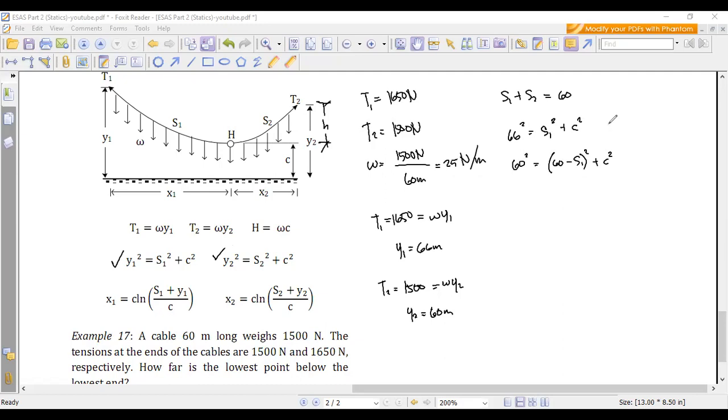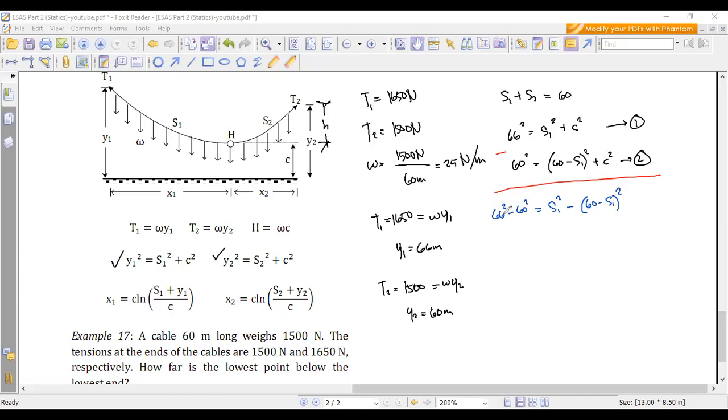So this would be equation number 1 and equation number 2. All we need to do is to subtract equation 2 from equation 1, to eliminate C squared. This will give us 66 squared minus 60 squared equal to S1 squared minus 60 minus S1 squared. So C squared will be cancelled out.